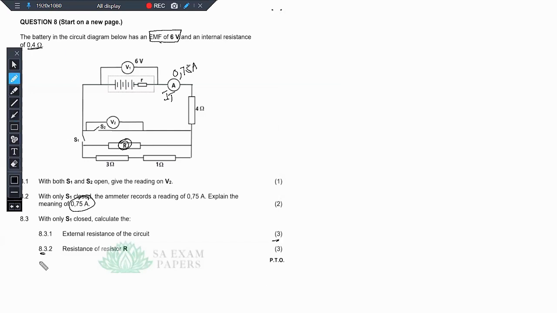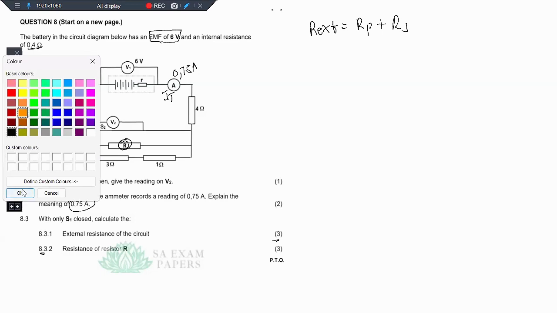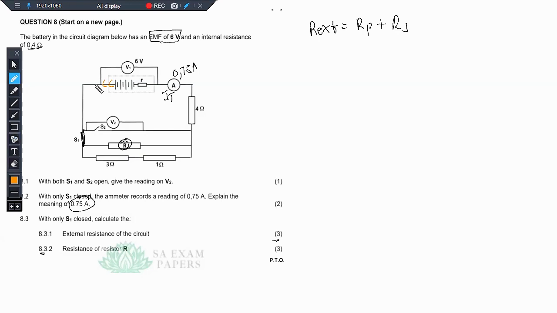Now it says calculate the resistance of resistor R. We already know that R external is R parallel plus R series. But then if we are closing only S1, then where are the resistors in parallel? So we know that the current flow goes like that. So no current will pass here because S2 is open. So no current will flow there.